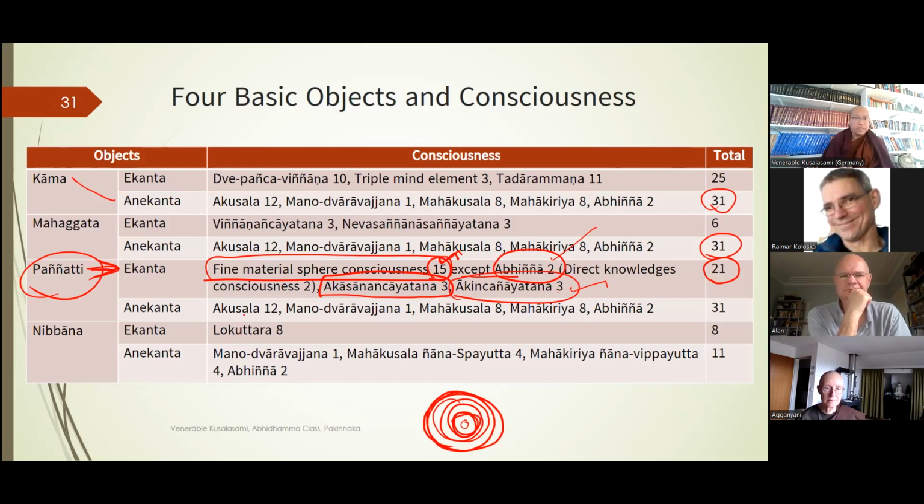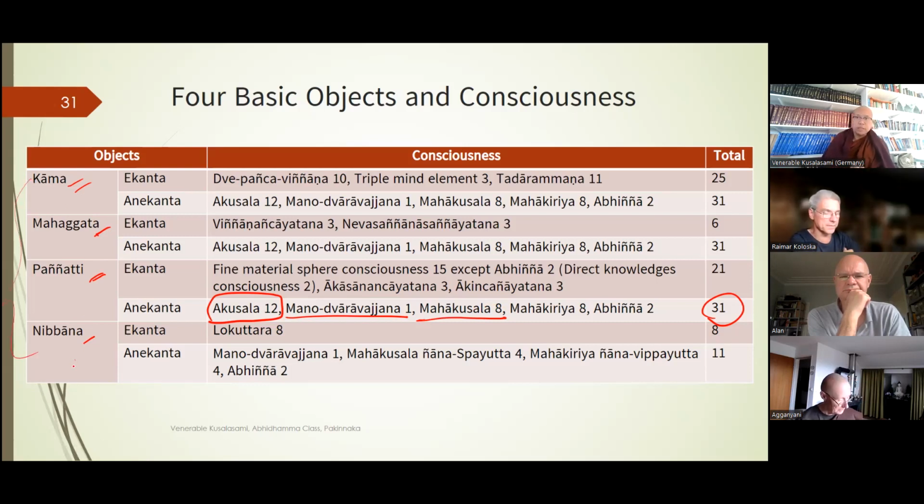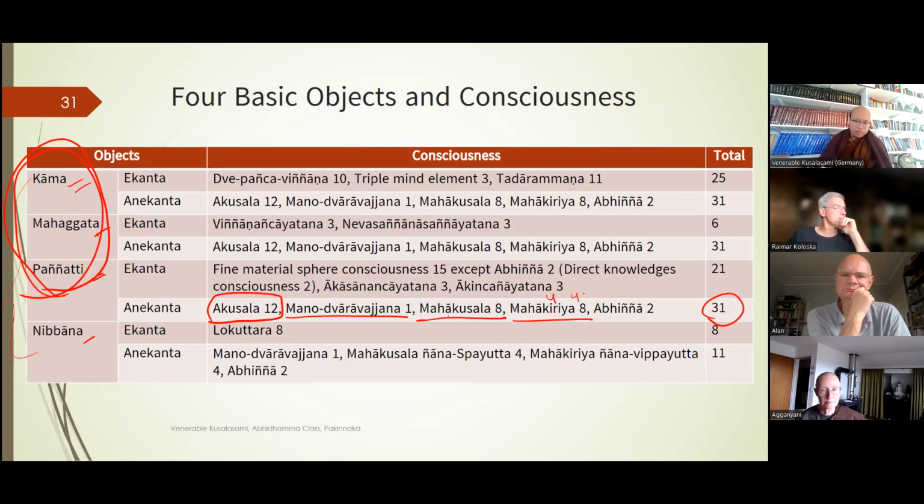That's why panyati ekanda. So how about the panyati anekanda? This one as well, we have already talked about that. Akusala takes the object kama, mahagata, panyati, not nibbana. Manodwara vajana: kama, mahagata, panyati, nibbana, or four. And mahakusala eight: four consciousness with knowledge can take all objects, excluding arahata magga and phala, and four consciousness without knowledge, only these three. And mahakiriya as well the same: four consciousness without knowledge take these three, four consciousness with knowledge can take all these four.